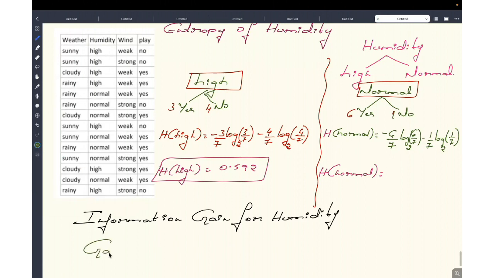Information gain. It's 0.59, both are 0.591. Yes, same. Okay, all right.